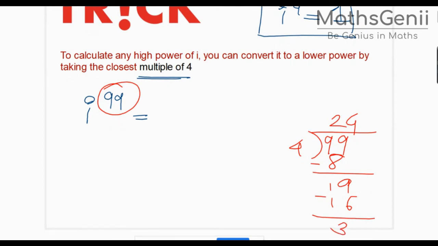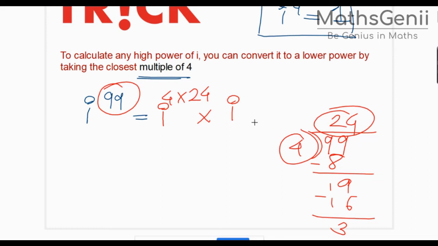Now I have a value. Now what I'll do is I will write, I have divided this by 4, right? 4 into 24 into i into 3.